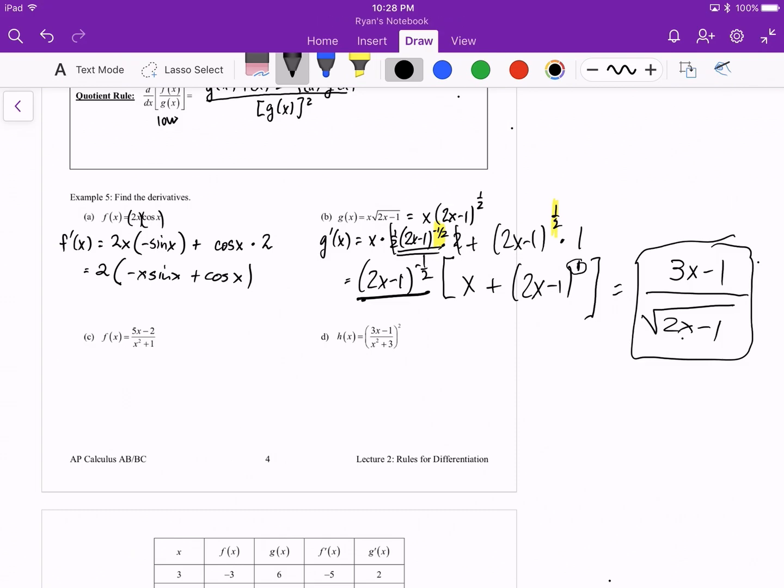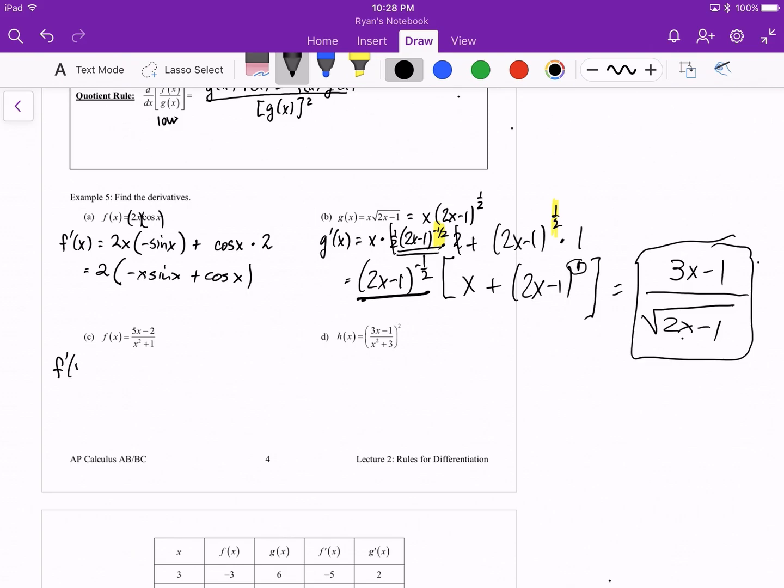Okay, example C says, f of x is equal to 5x minus 2 over x squared plus 1. So this is a classic quotient rule problem. This is not like the problems way back in the beginning of the notes where I could split through the numerator. And the reason I can't do that is because there are multiple terms in the denominator. Okay, so what I'm going to have to do is utilize the quotient rule.